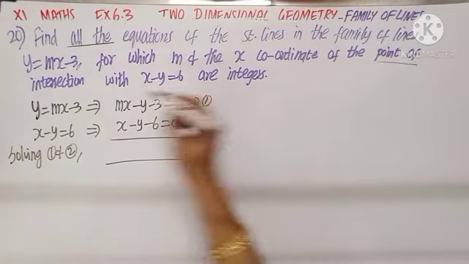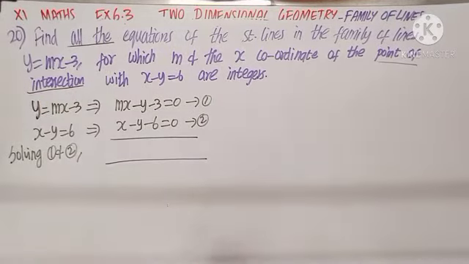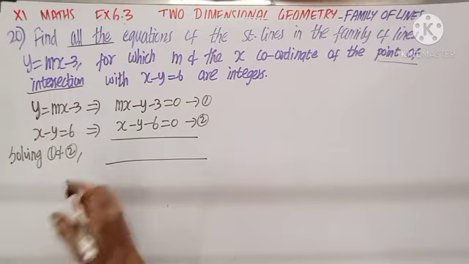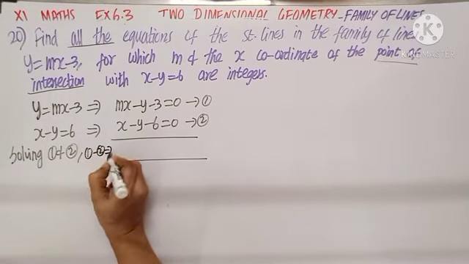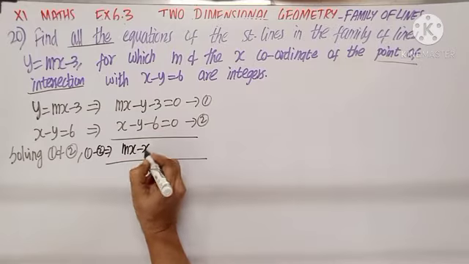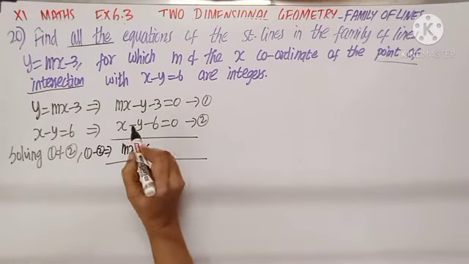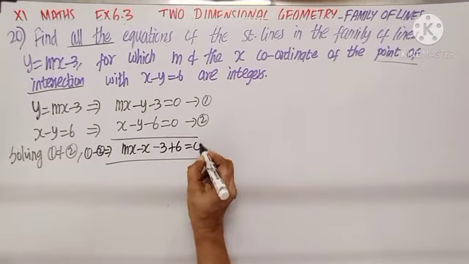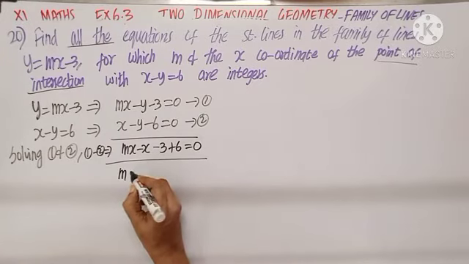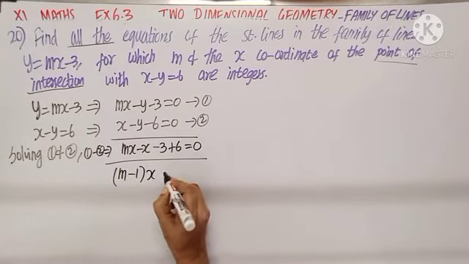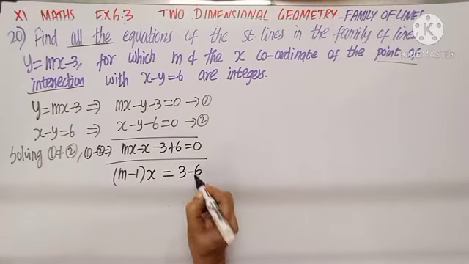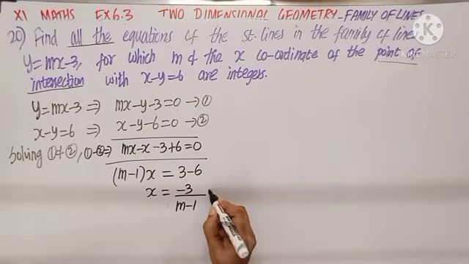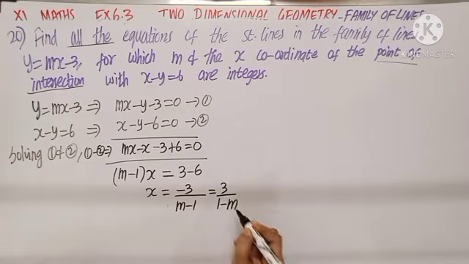Point of intersection tells us, let us try to solve them. Solving 1 and 2, we can just subtract. 1 minus 2 implies mx minus x. y and y as I subtract will get cancelled. Minus 3 plus 6 equal to 0. Or I get (m minus 1) into x equals 3 minus 6. Or x is equal to minus 3 by (m minus 1), or 3 by (1 minus m).